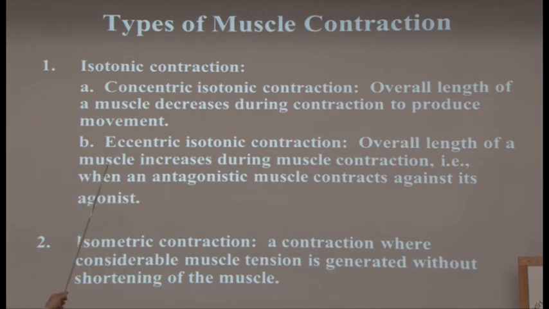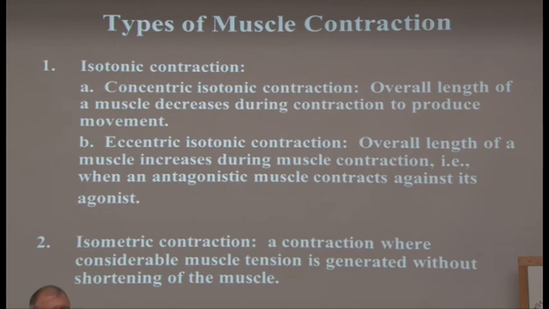Now when we look at isotonic contractions, we can divide them into two types: concentric isotonic contractions and eccentric isotonic contractions. So the first problem we have intuitively with this is the way we have traditionally defined the word contraction. If I say contraction to you, you would all say the muscle is doing what? Shortening. Okay. So we've defined the word contraction as a shortening of the muscle.